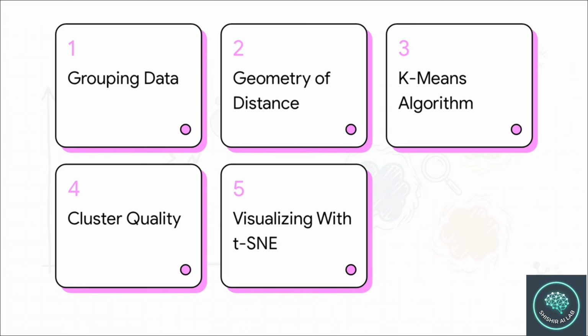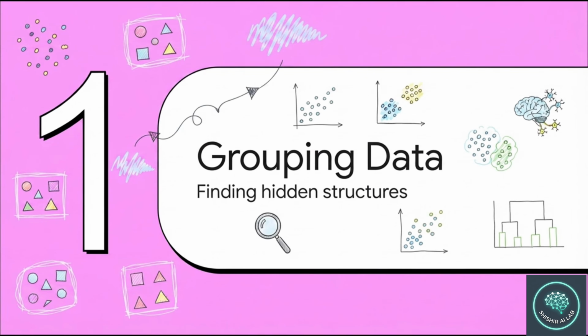Here's our roadmap for today. We'll start with the business of grouping data, then explore the geometry of distance, break down the k-means algorithm, evaluate our cluster quality, and finally, visualize it all with t-SNE. Part 1. The business of grouping data. Finding hidden structures in the noise.